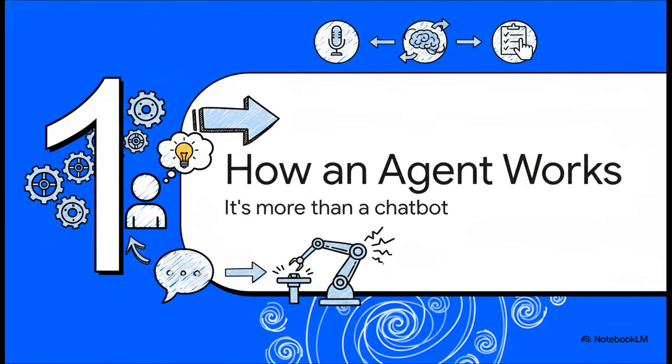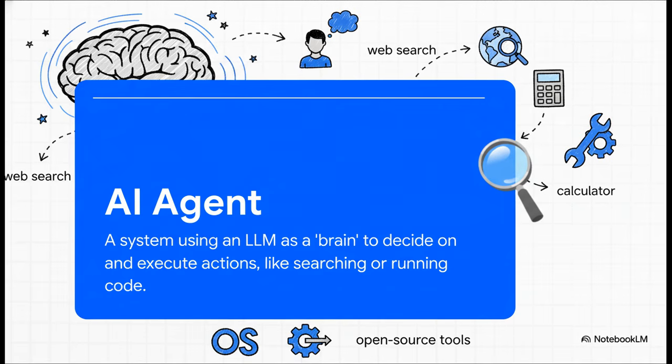Okay, first things first. What actually separates an AI agent from just a simple chatbot? Well, it all comes down to one word: action. A chatbot talks, but an agent does. So how does it work? Well, an agent uses a large language model, an LLM, which is the same tech behind stuff like ChatGPT, as its reasoning engine. You can think of it as its brain. But this brain doesn't just generate text. It decides which tool to use, maybe a web search or a calculator, and then it executes a step to get closer to the goal you've given it.